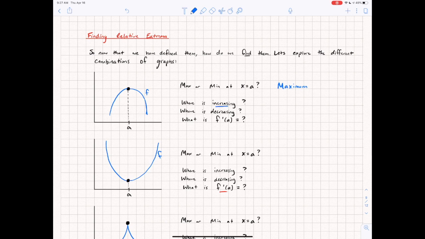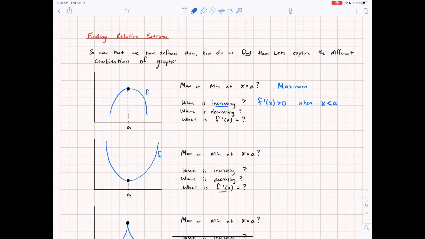Well, what about where is this function increasing? All right, well, this function is increasing to the left of A. And so we talked about in part 1 that if I'm increasing, then what we're really looking at here is where is the derivative going to be greater than 0? And we know that this is going to happen when my x's are to the left of A, so when x is less than A.